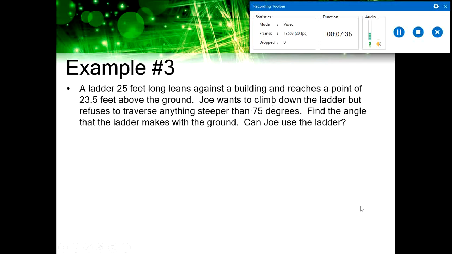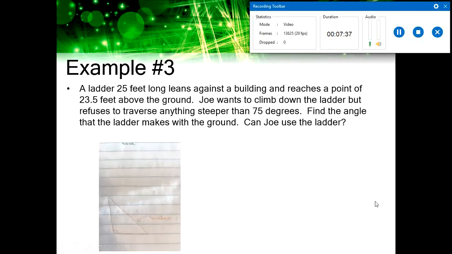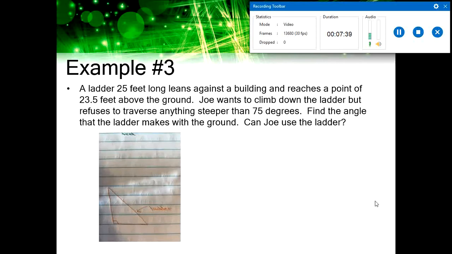Our last example is number 3. There's my diagram. We have a ladder that's 25 feet long. It leans against a building and reaches a point of 23.5 feet above the ground. Remember, the ladder cannot be up against the building or you will fall and crack your head open. So just know that the ladder is on the diagonal. That's my hypotenuse. Joe wants to climb down the ladder, but he refuses to traverse anything steeper than 75 degrees.